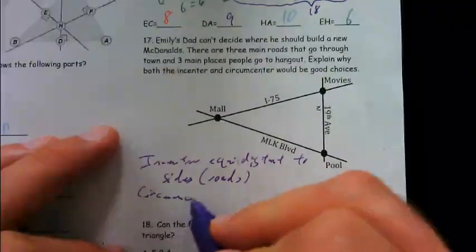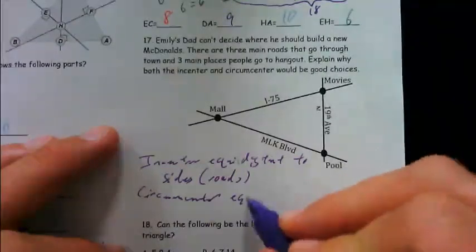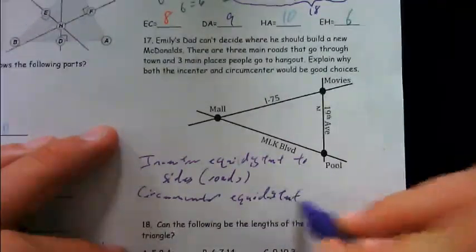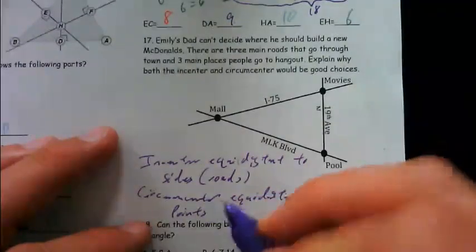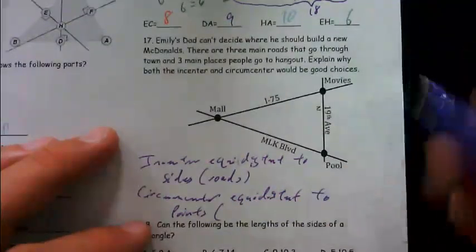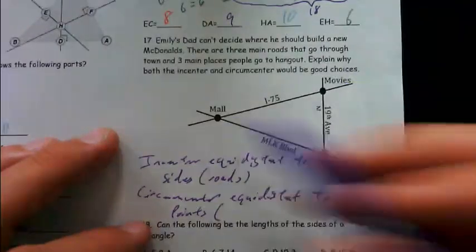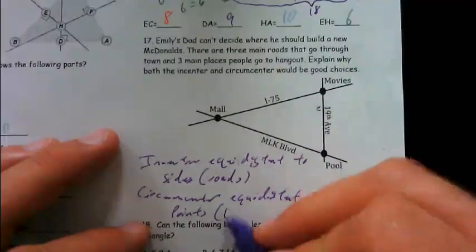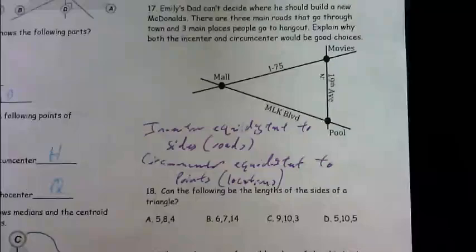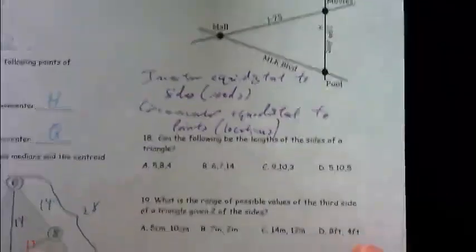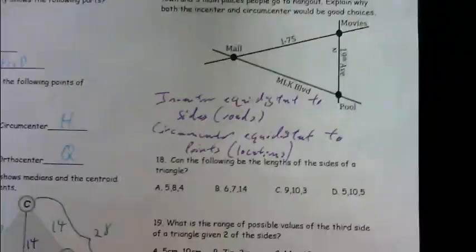Circumcenter, equidistant to the points or the locations. So that's why those two make good options. You will see questions like that on the test.